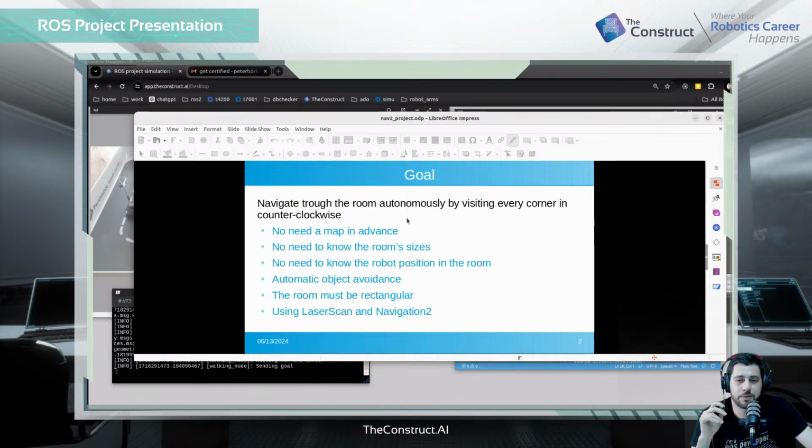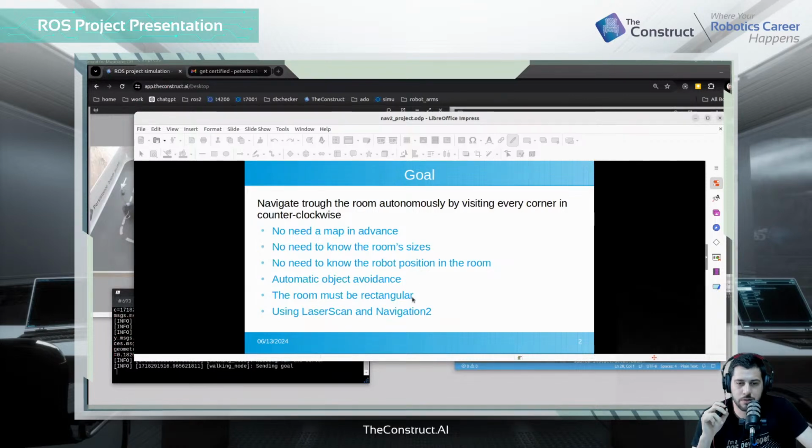So the robot goes round and round in a counterclockwise direction. There is no need for a map in advance, no need to know the room sizes, and no need to know the robot position in the room. Hopefully, it's okay. And the automatic object avoidance is in navigation, of course.